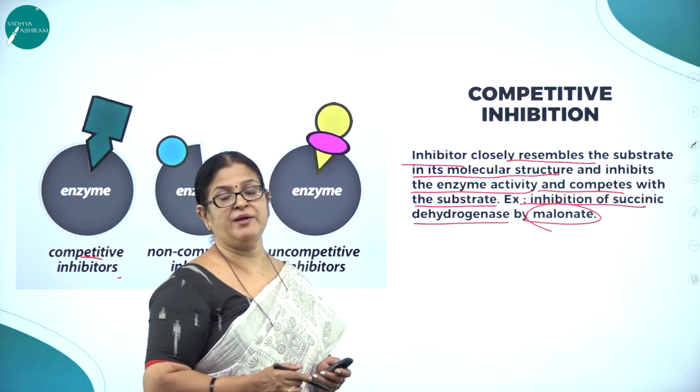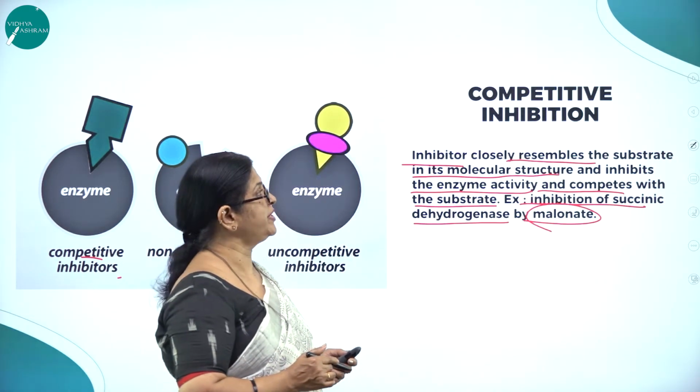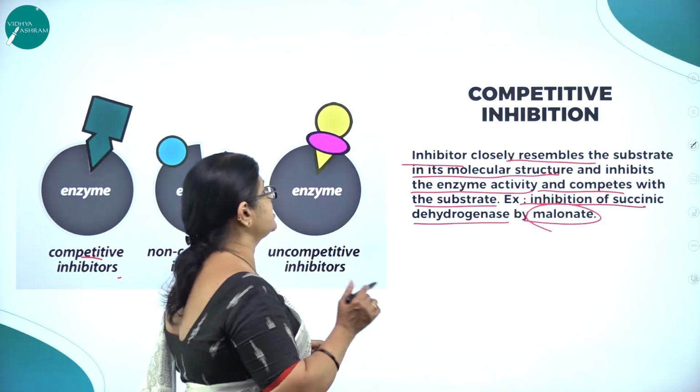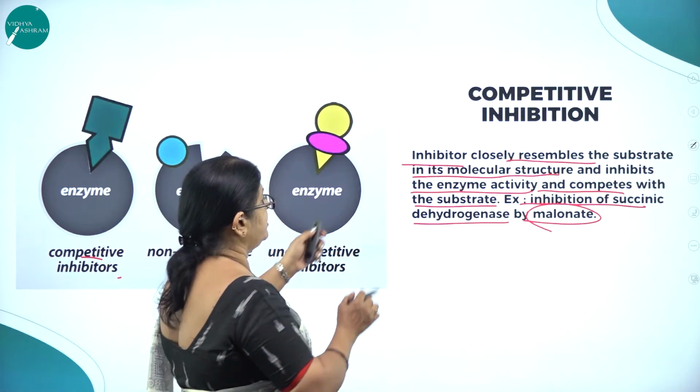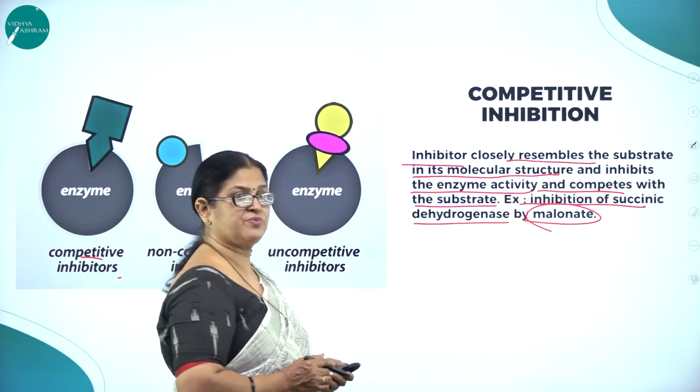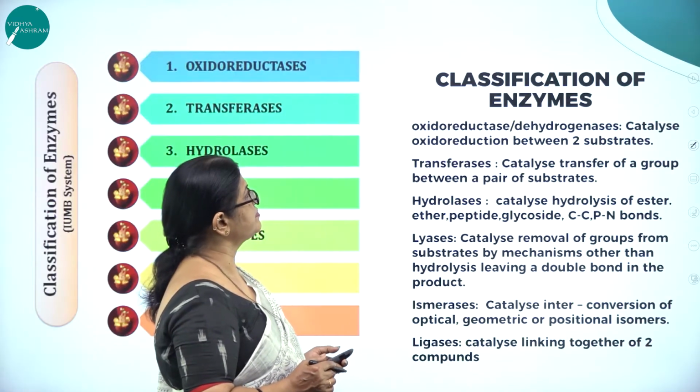Such inhibition is called competitive inhibition. So what are competitive inhibitors? An inhibitor closely resembles the substrate in its molecular structure and inhibits the enzyme activity and competes with the substrate.